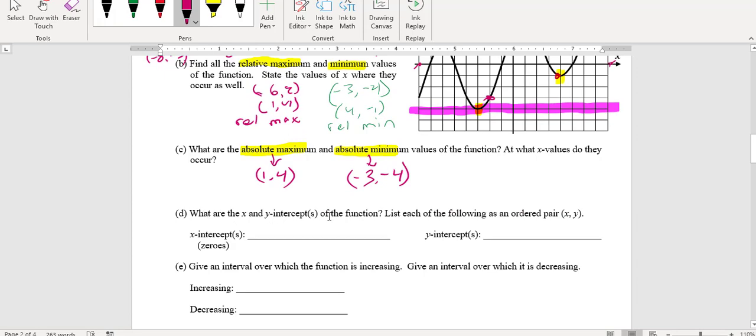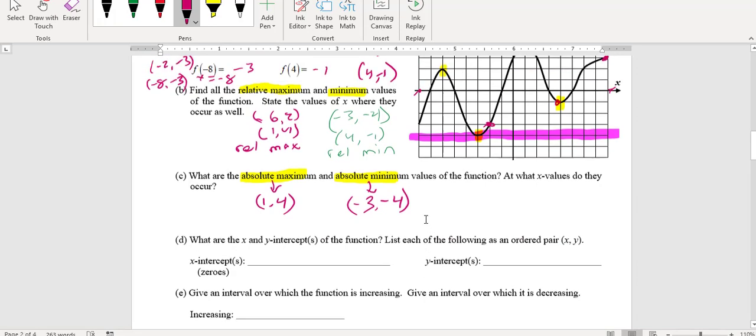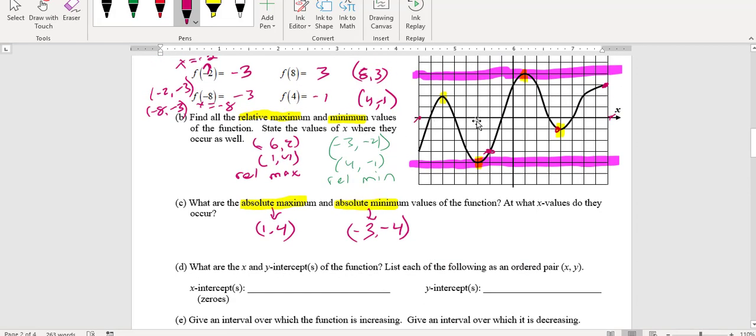What are the x and y intercepts of the function? We'll look at the x-intercepts. More importantly, how many does it have? This one, I see an x-intercept here, here, here, here, and here. I see 5 of them. So remember that those are called zeros, also called solutions.